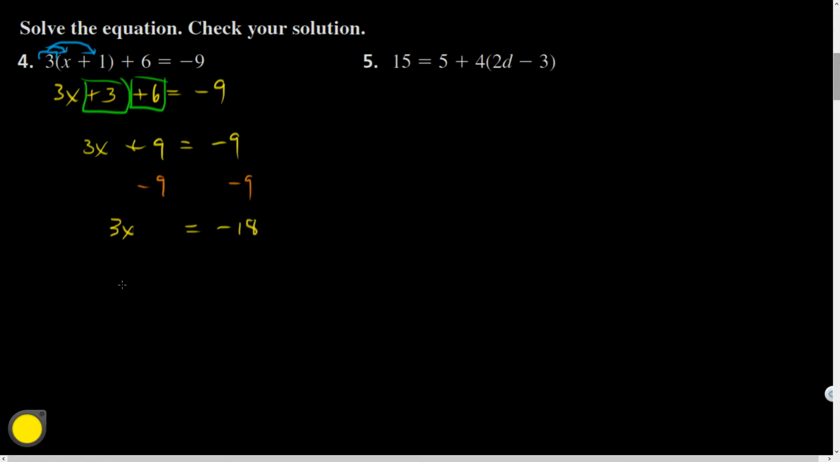Yeah, that became more negative. Now what do I do? Divide by 3. There we go. X equals negative 6.